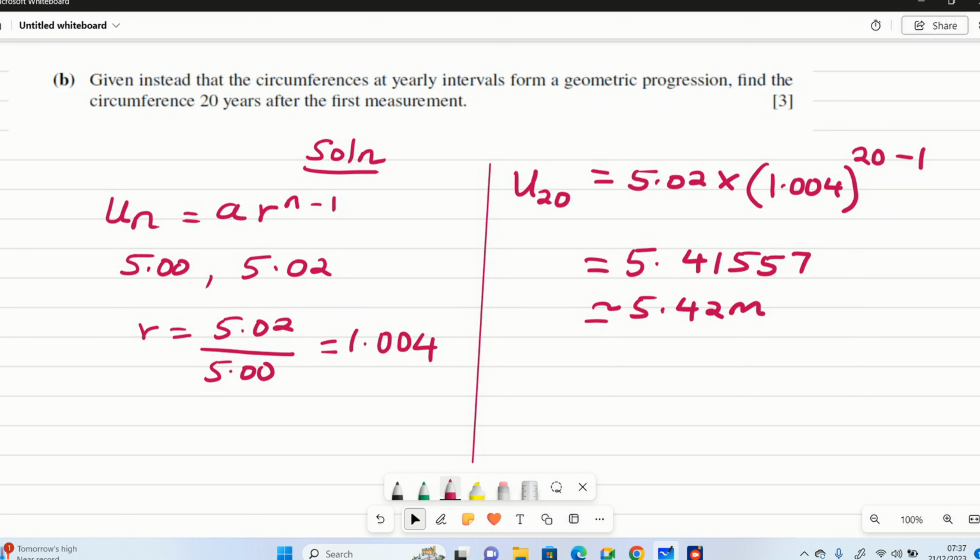Guys, that is question number 4. That's how you're supposed to solve it. It was as easy as that.